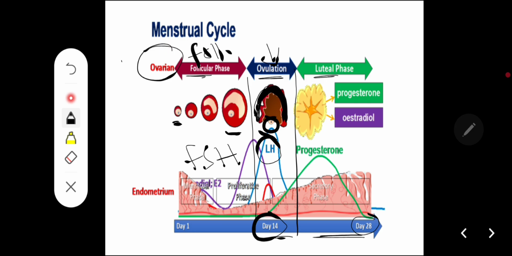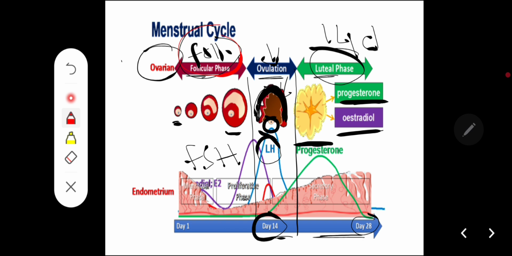The released oocyte will be ready to be fertilized later, while the remaining follicular cells in the ovary will form the corpus luteum. The corpus luteum will be responsible for production of progesterone mainly and some estradiol during the second half of the menstrual cycle. This is called the luteal phase. The luteal phase is usually 14 days without great variation.